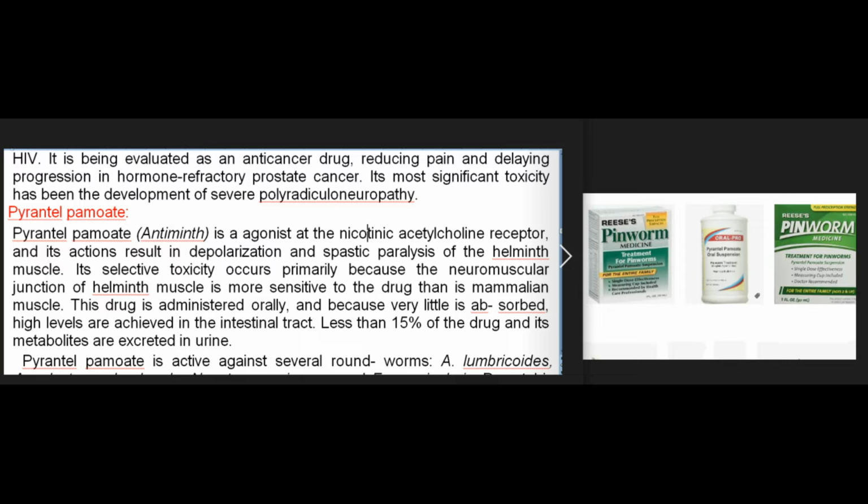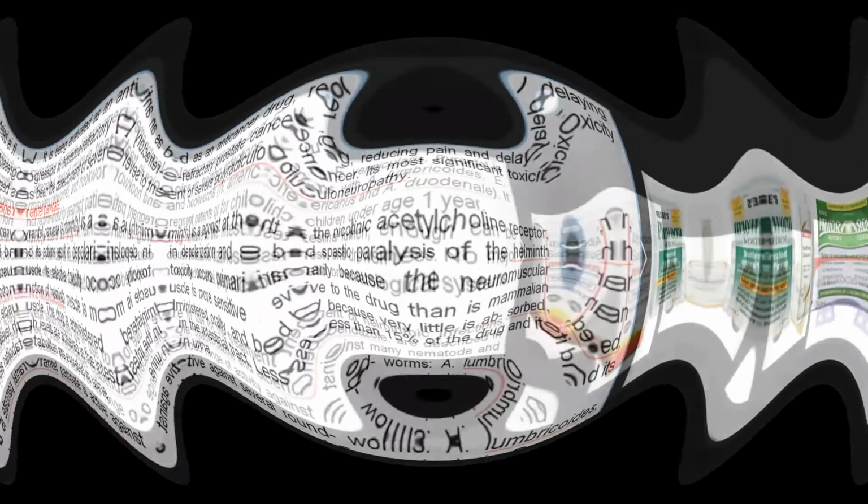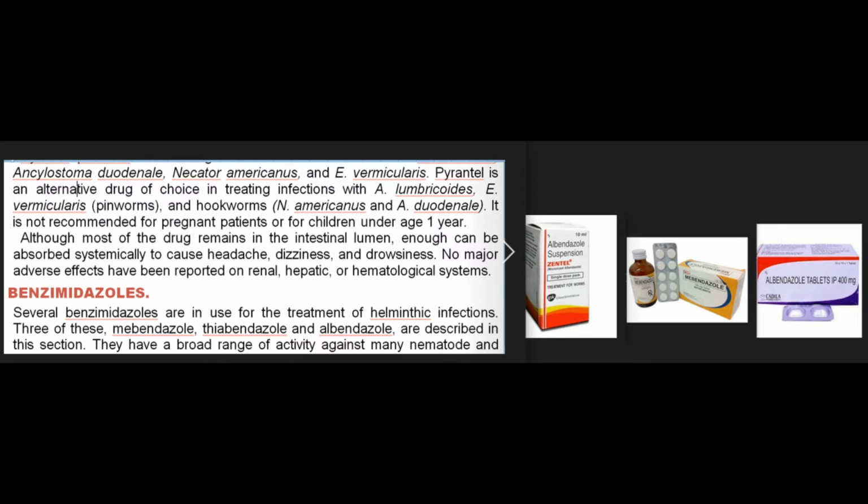This drug is administered orally, and because very little is absorbed, high levels are achieved in the intestinal tract. Less than 15% of the drug and its metabolites are excreted in urine. Pyrantel pamoate is active against several roundworms: A. lumbricoides, Ancylostoma duodenale, Necator americanus, and E. vermicularis.